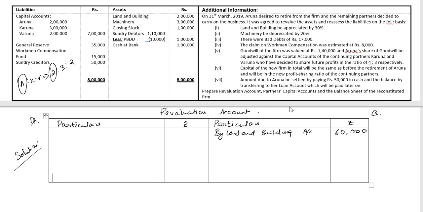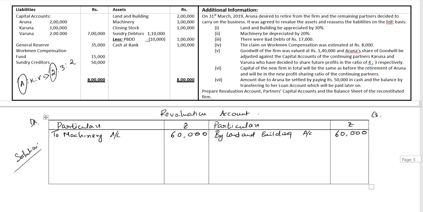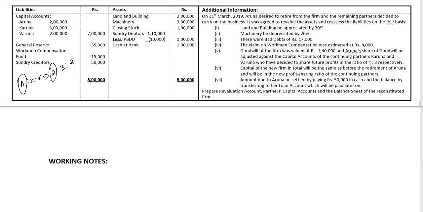Second point, machinery be depreciated by 20%. So to machinery account, 20% of the value of machinery, which is 3 lakh, is 60,000 rupees. The third point, there were bad debts of rupees 17,000. So let's see the working notes for the treatment of bad debts.